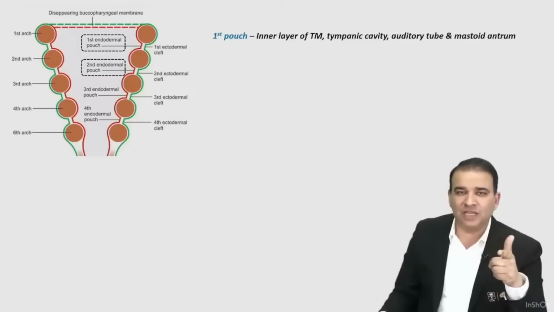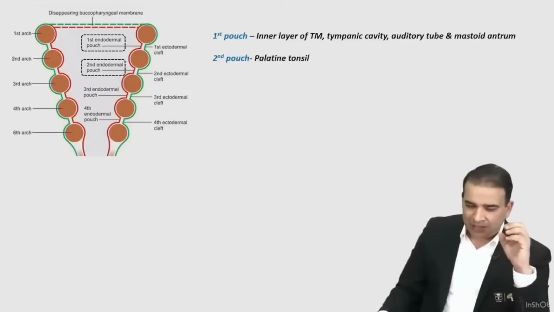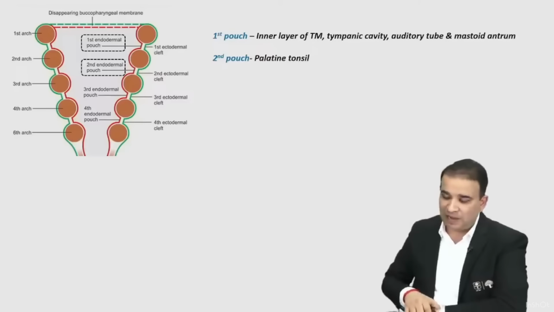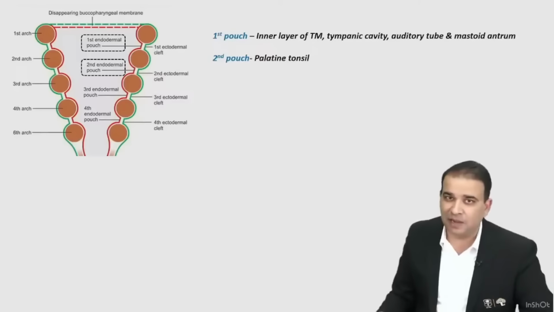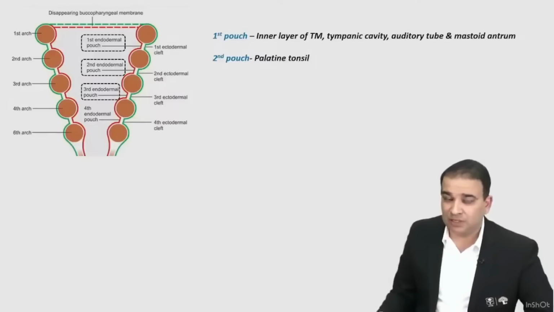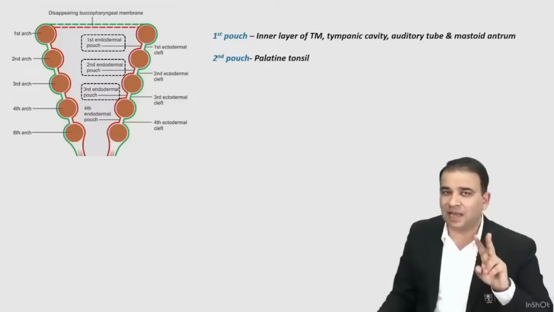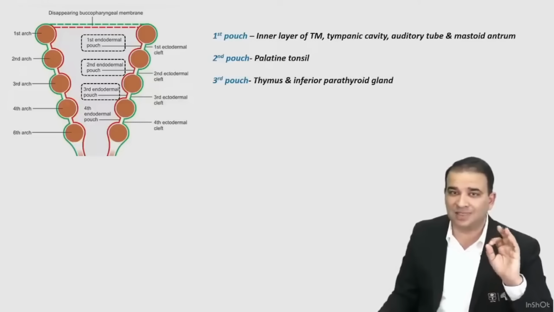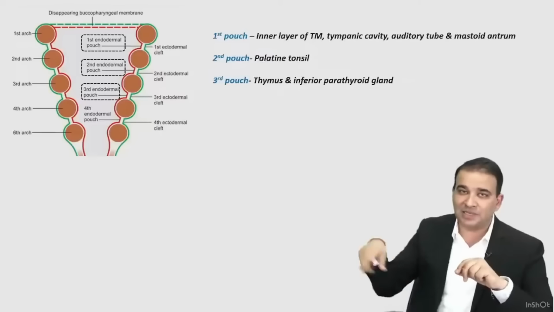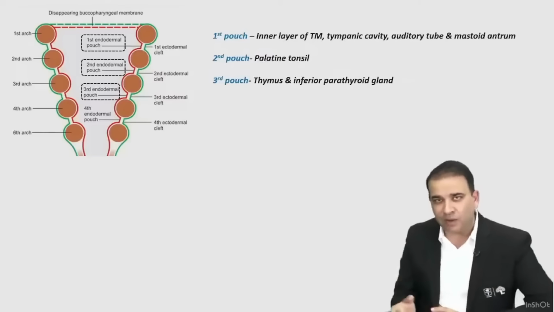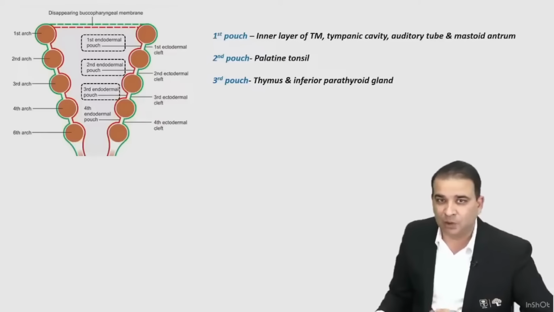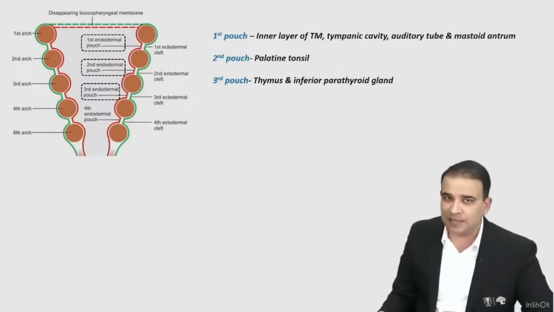Second pouch, guys. What will the second pouch give rise to? Palatine tonsil, and strictly speaking it will only give rise to the lining epithelium of the palatine tonsil. Third pouch, on the other hand, is very, very important, and twice it has been asked as an image-based question. It gives rise to the thymus and inferior parathyroid gland. Inferior parathyroid gland thymus के साथ develop होगा. Later on it will migrate below. So though it is inferior, it develops above the superior. That's the third pouch giving rise to the thymus and inferior parathyroid.